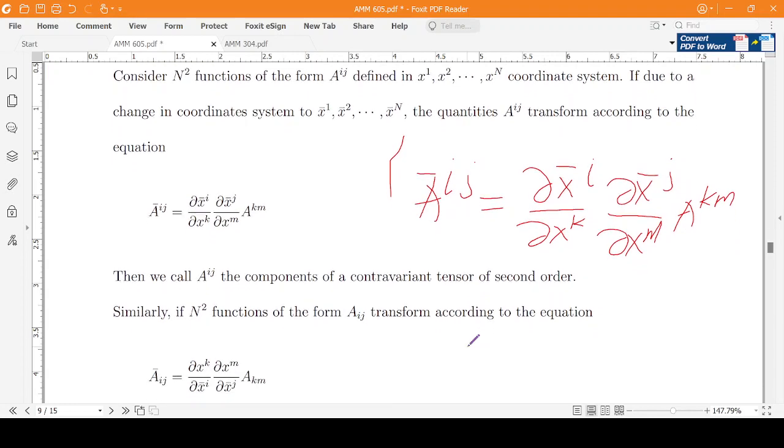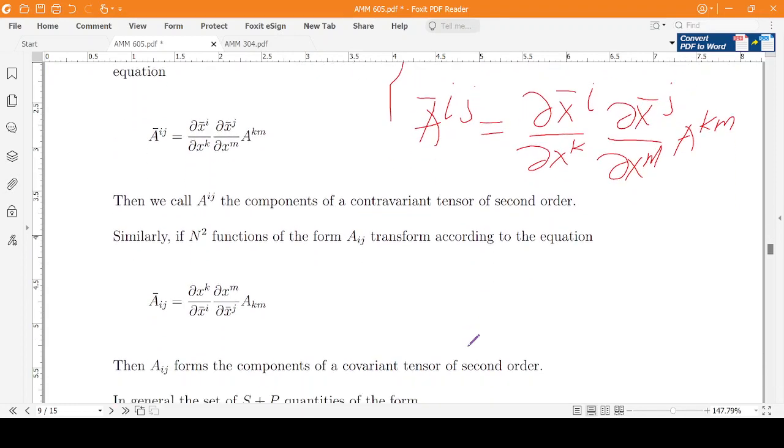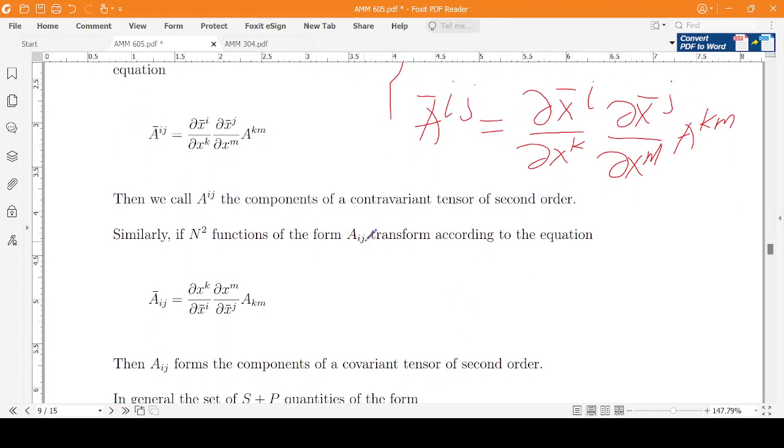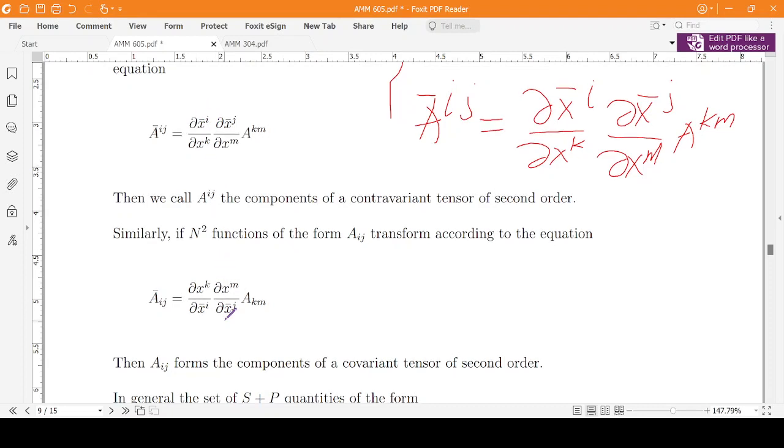So similarly, if n² functions of the form aij, now this a with covariant indices, transform according to this equation, then we say that aij forms the components of a covariant tensor. You can see now the ij appearing in the denominator here, not in the numerator as in this one. So these two are not the same.